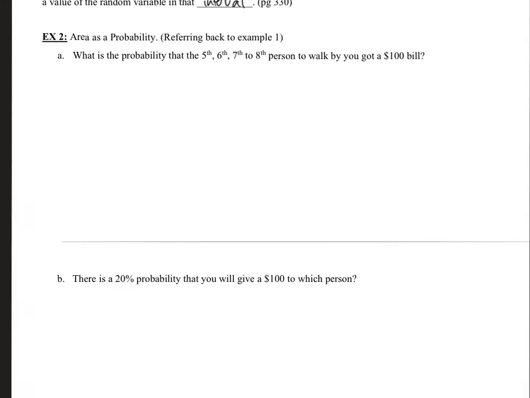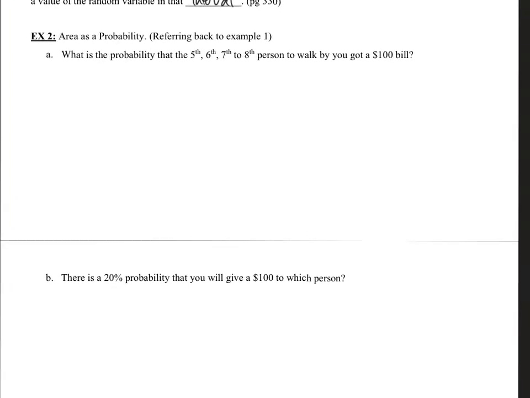So for example 2, area as a probability. Now we're looking back at example 1. So what is the probability that the 5th, 6th, 7th to 8th person to walk by has got a $100 bill? Sorry, that's a little incorrect for the grammar there. I'll be changing that on your notes. So what's the probability that the 5th, 6th, 7th, or 8th person got a $100 bill?